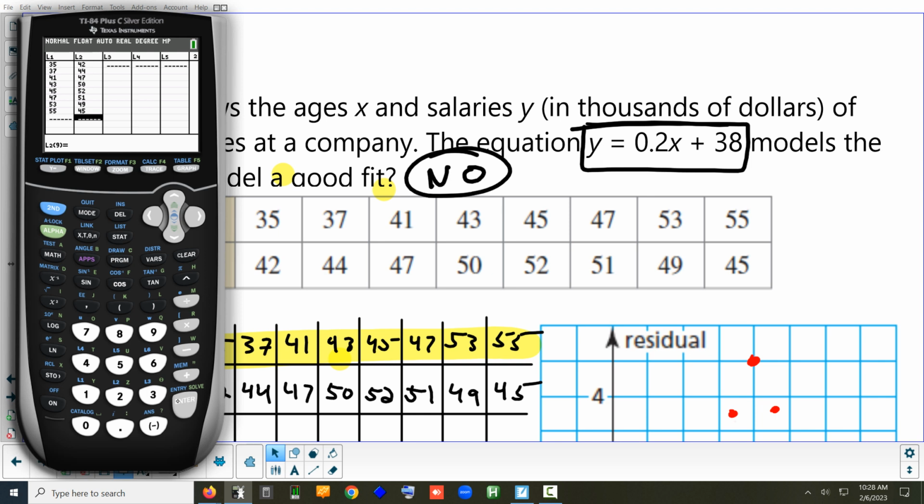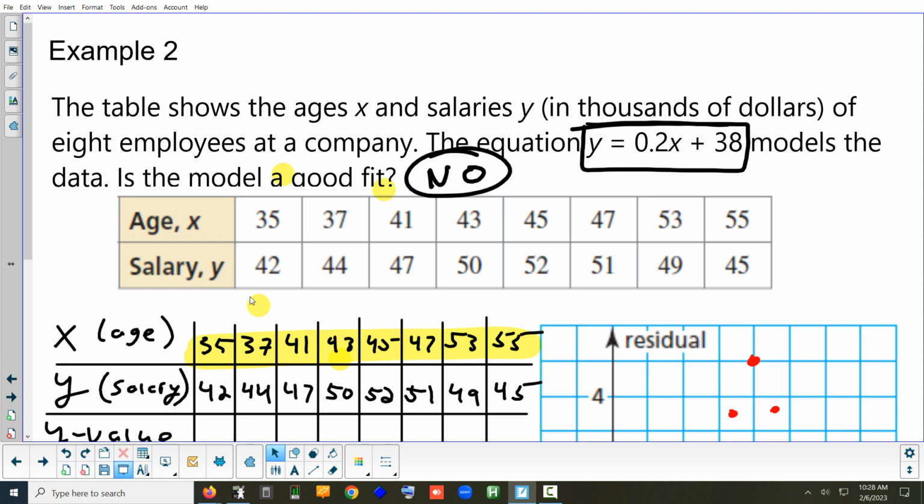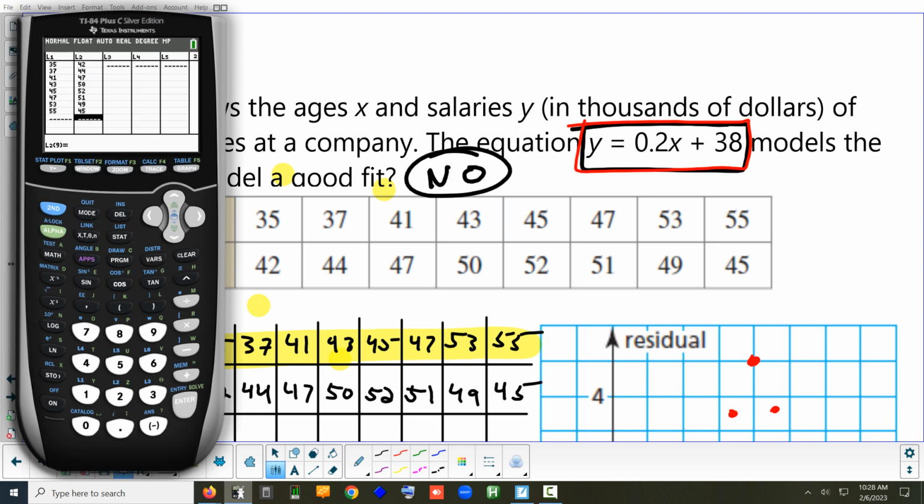What I need to do now is to tell the calculator to find that line. I want the calculator to figure out a slope, and I want it to figure out a y-intercept. And that's the last step. To tell the calculator to actually do something with all these points, we're going to press Stat again.